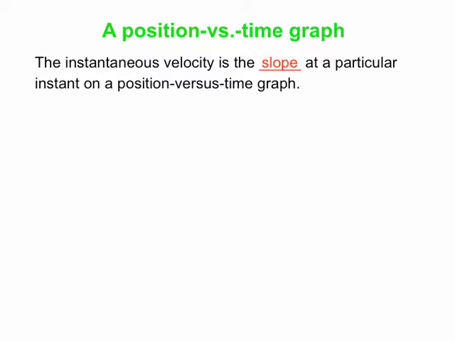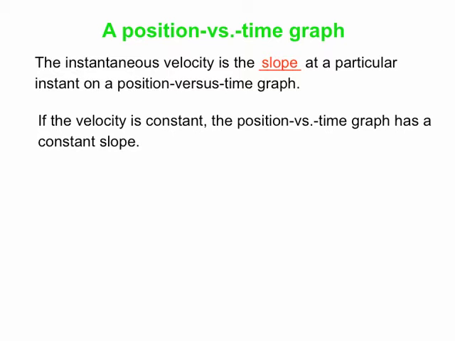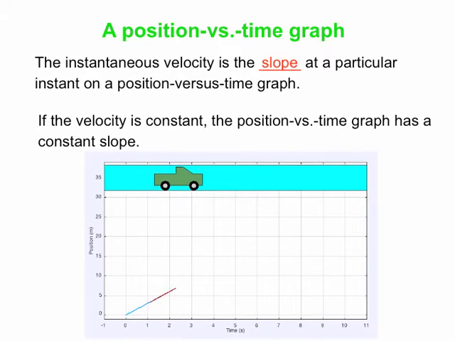So we'll take a position versus time graph and look at the slope. So we'll do two different ones. First we'll do constant velocity. So here we have a truck traveling at a constant velocity. We're plotting the position as a function of time. What happens here is that it goes at constant velocity, so the position versus time graph has a constant slope. And the value of the slope is, in fact, the value of the velocity.